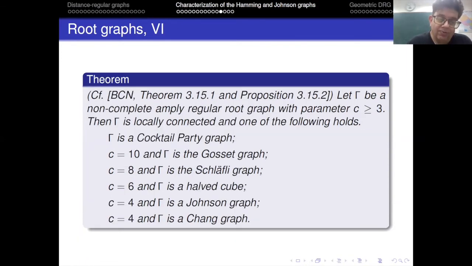Now you look at the non-complete amply regular root graph with parameter c at least 3, and then you have only these examples: a cocktail party graph, c is 10 and gamma is the Gosset graph, the Schläfli graph, and half a cube for c is 6, and a Johnson graph or a Chang graph. There are 3 Chang graphs. They have all the parameters of Johnson J(8,2). But that is the only case where a Johnson graph is not determined by its intersection array. And I will show this later, don't worry. But exactly, this shows it already.